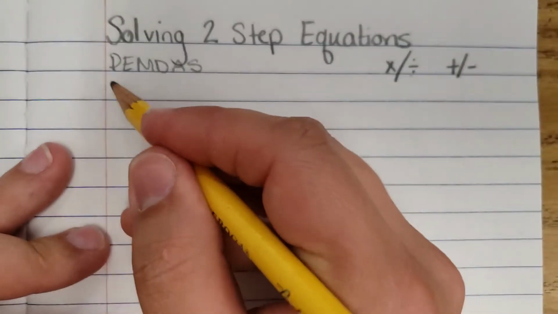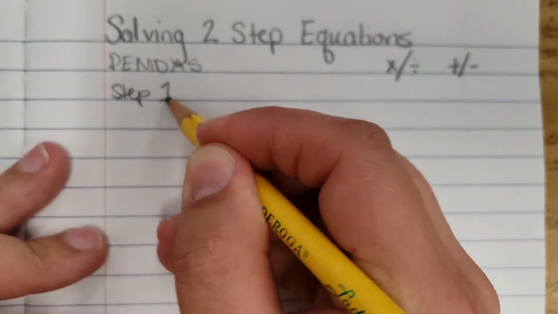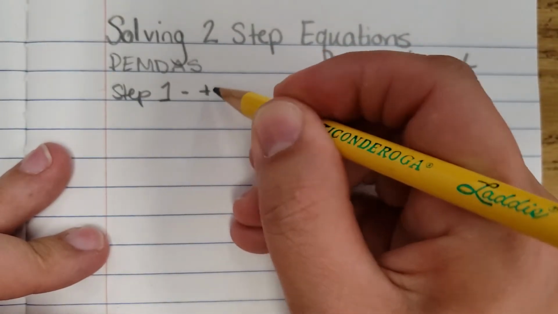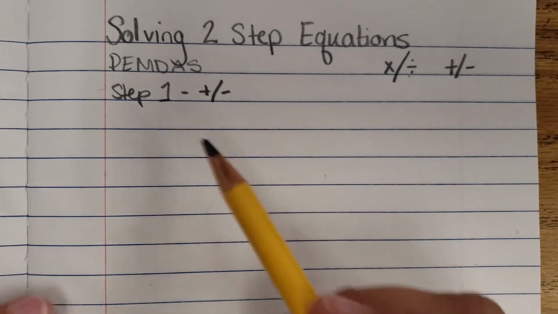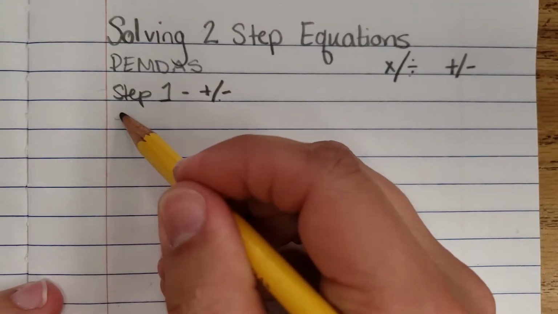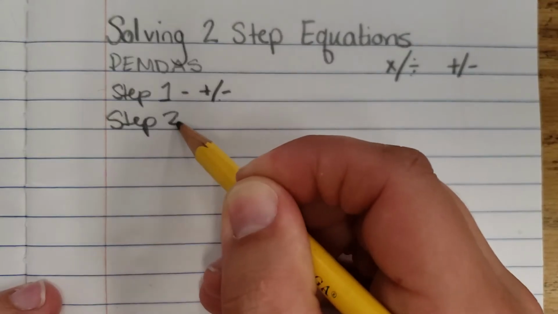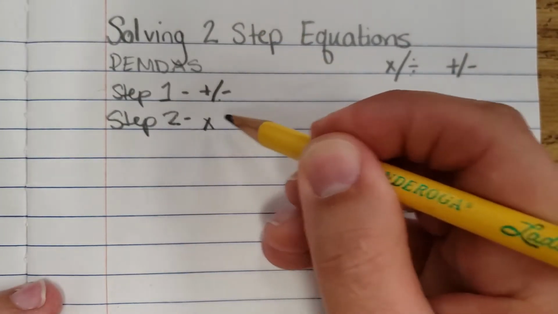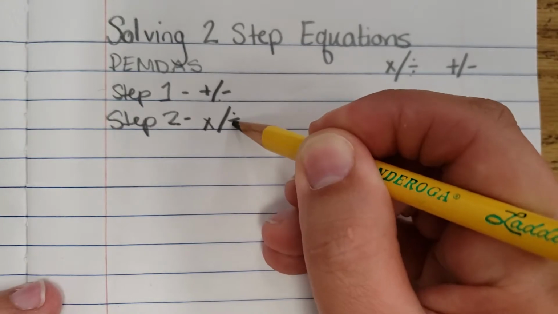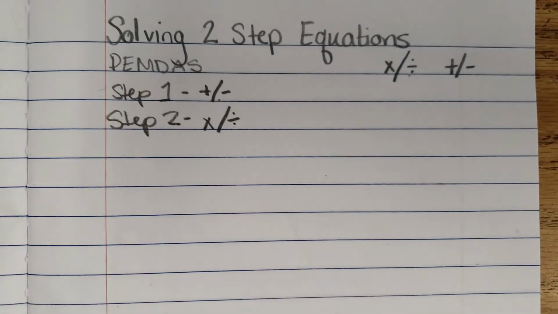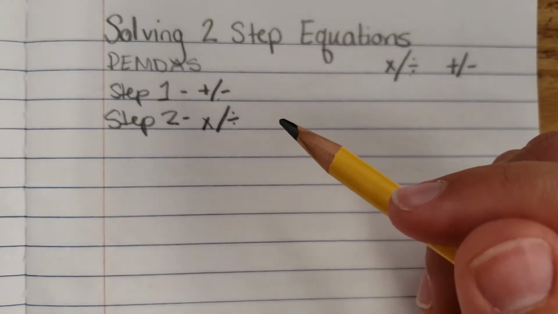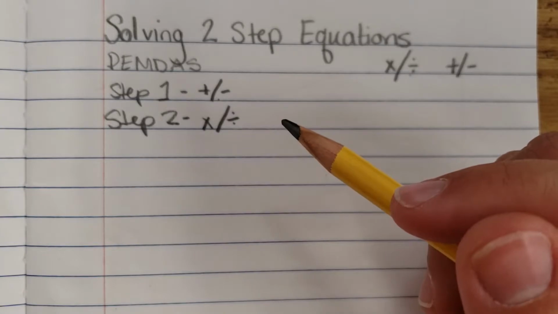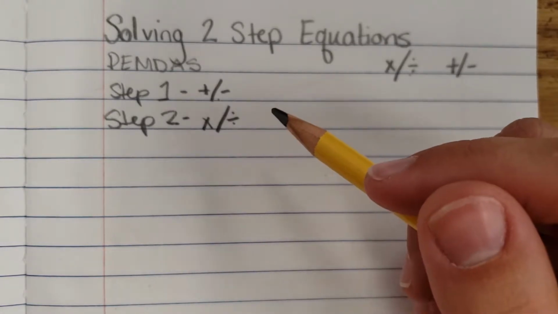So step 1, that's your addition and subtraction. Typically on a typical one, and we will go into the ones that are a little bit weird, but typically your addition and subtraction will be first. Step 2, you've got multiplication and division. Step 3 is other things. So let's take a look at a very basic looking one so we know what to do first.